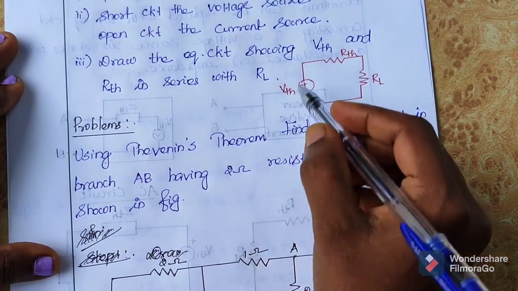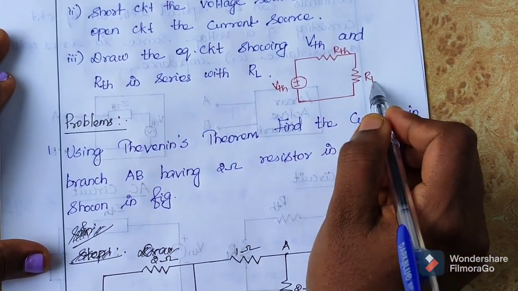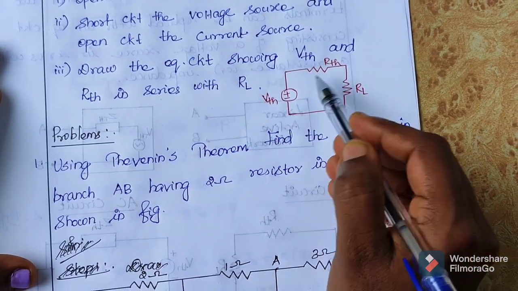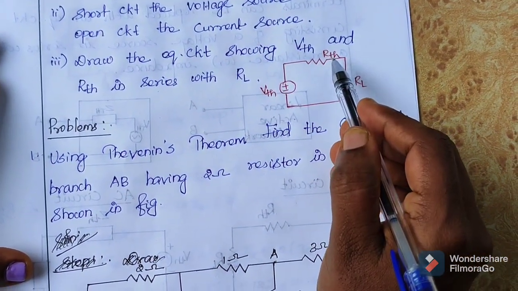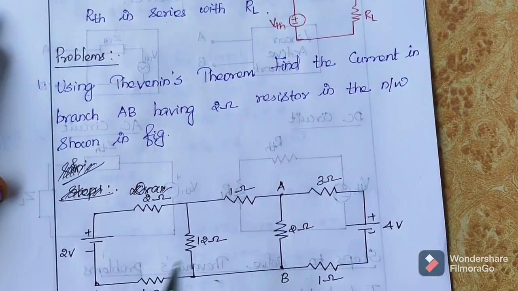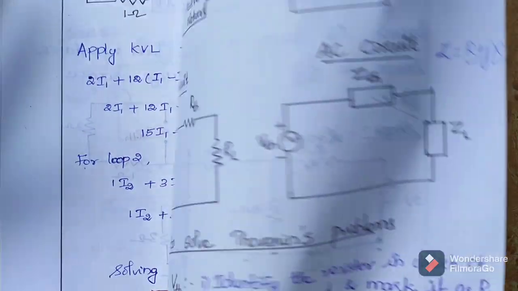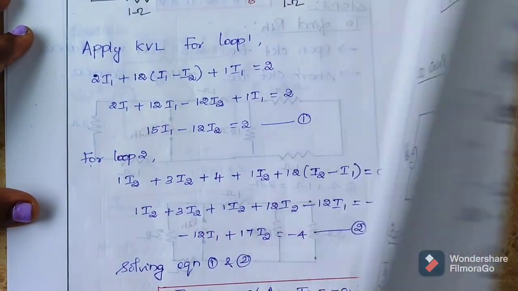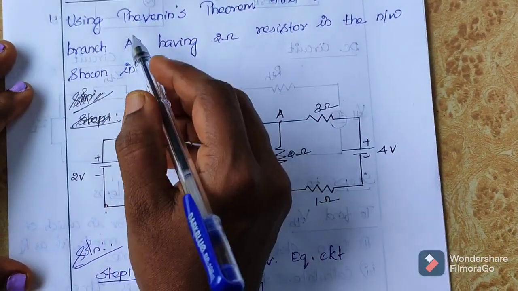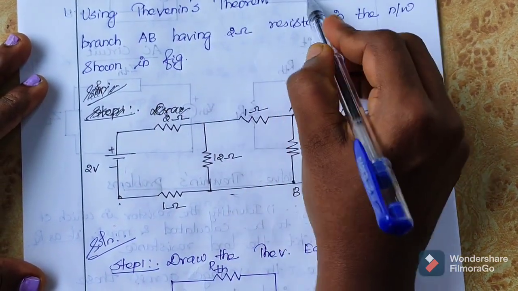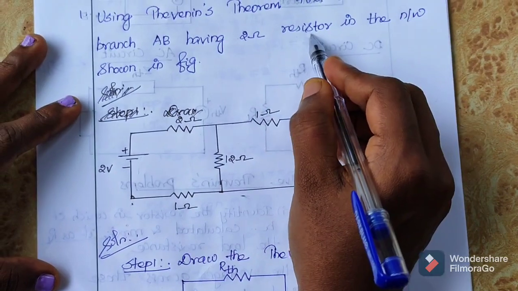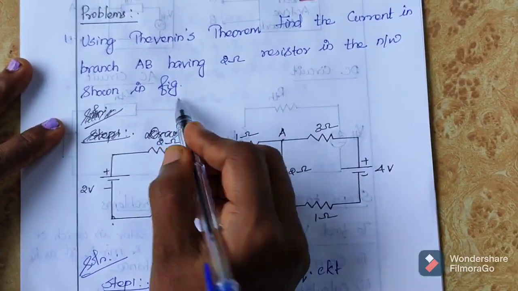Now we know the value of VTH, RTH and RL. Finally, you draw the equivalent circuit showing VTH and RTH in series with RL. Okay, so these are the steps involved in Thevenin's theorem. Now we shall discuss one problem. Using Thevenin's theorem, find the current in branch AB having the 2 ohm resistor in the network shown in the figure.